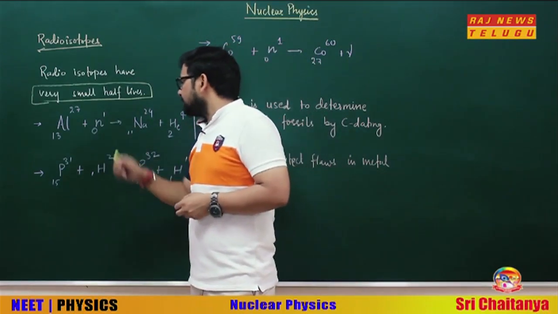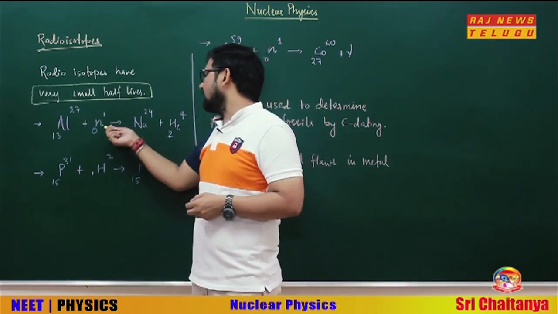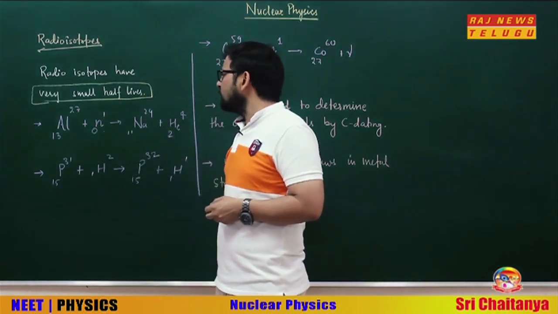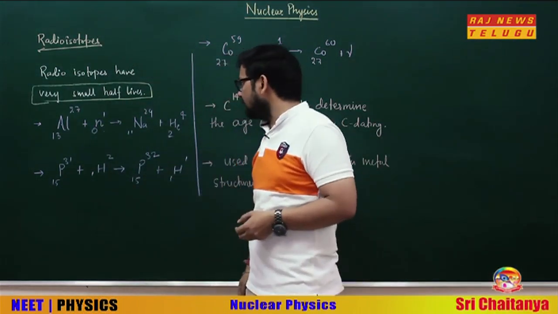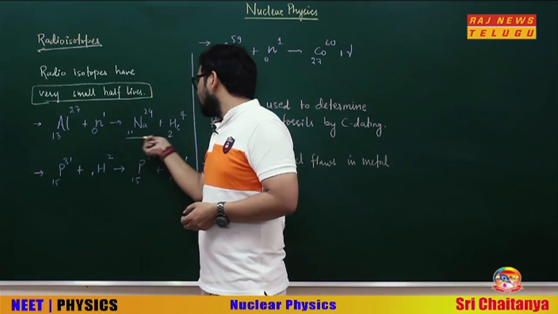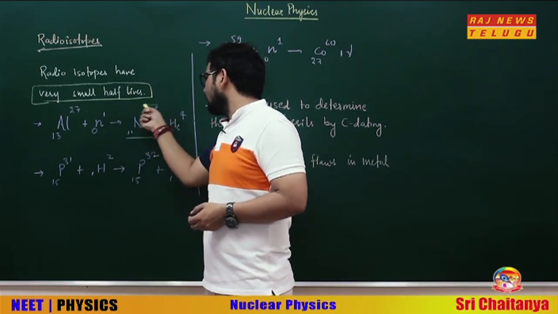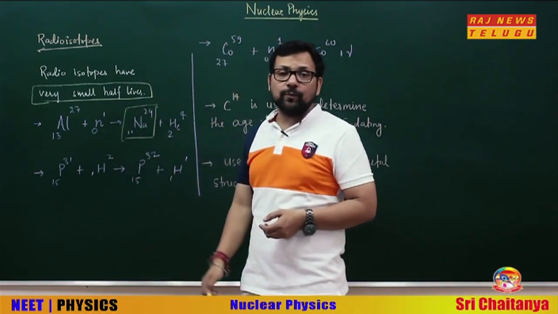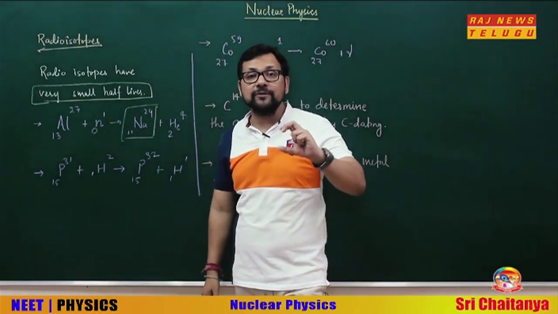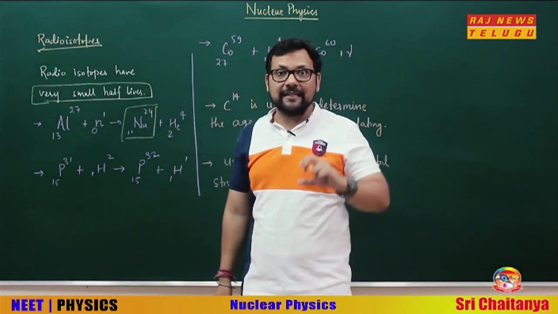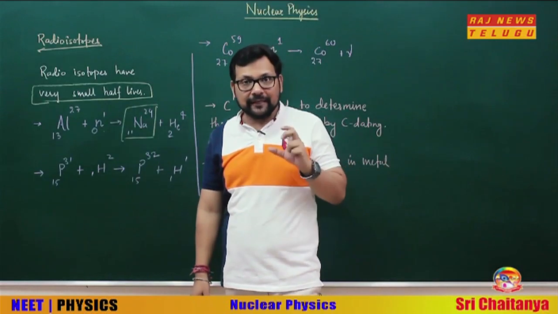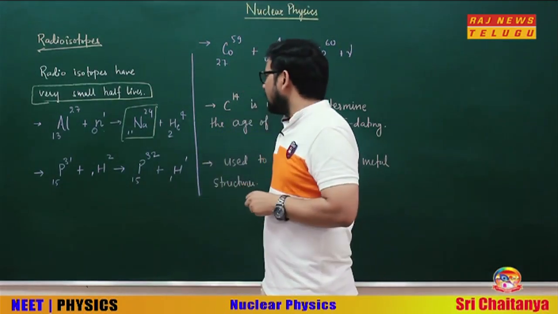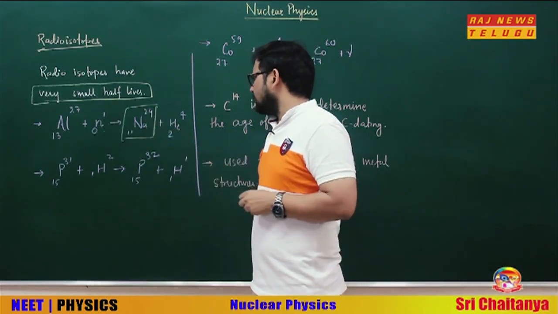See this reaction. Aluminium is bombarded with a neutron, obviously the nuclear projectile, converting into sodium. Now see this. What is this? An isotope of sodium. And this is a radioisotope. A radioactive radioisotope. It has a very small half-life.